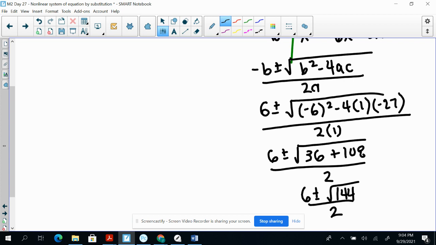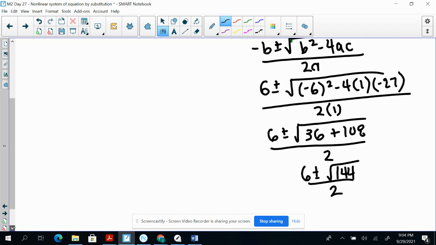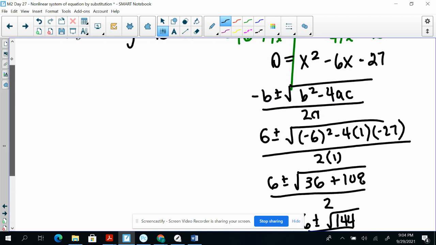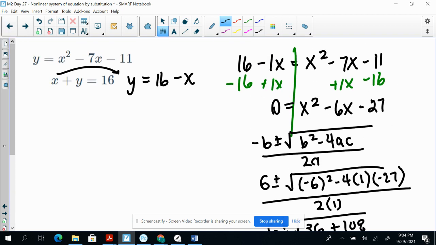And we know that the square root of 144 is 12. So we're going to split this into two equations. 6 plus 12 divided by 2, 6 minus 12 divided by 2. So 6 plus is going to give me 18 divided by 2, which is going to give me 9. And then 6 minus is a negative 6 divided by 2, which is going to be a negative 3. So 9 and negative 3 are the two we need to plug in to see what our y values are. So 9 and negative 3.